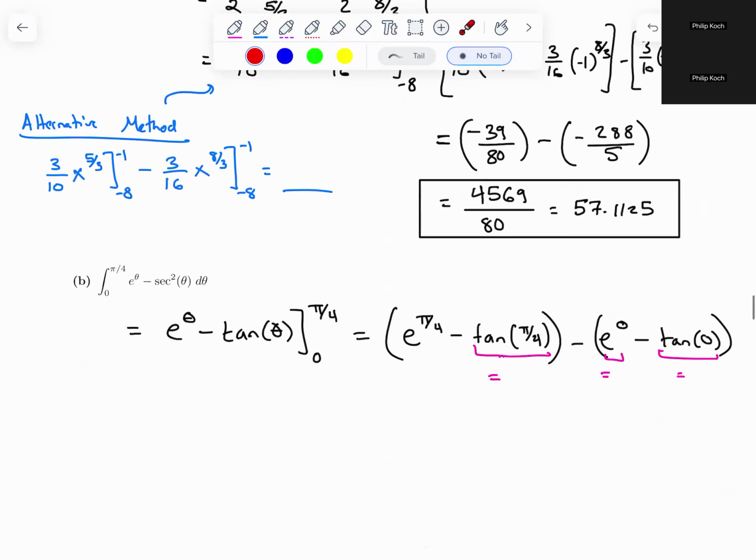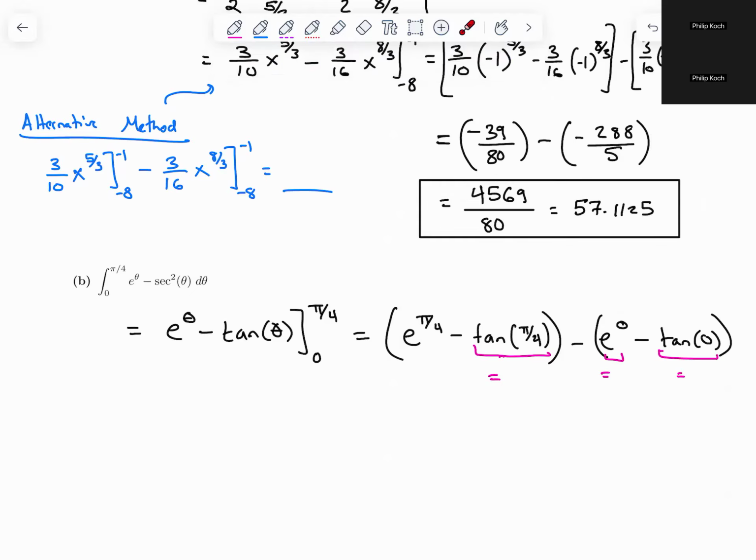Next one. Antiderivative of e to the theta is itself, because that's the only function whose derivative and antiderivative are the same. As we continue on, you'll see why e is a much cooler number than pi. So once you've taken calculus and beyond, you start to realize that pi day has nothing on e day, because he is just so much cooler. Antiderivative of secant squared is tangent. So we have e to the theta minus tangent theta, evaluated from 0 to pi over 4.